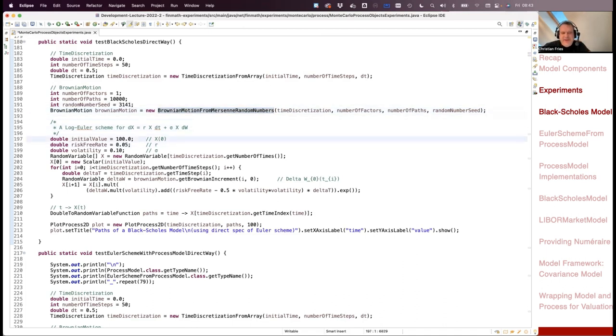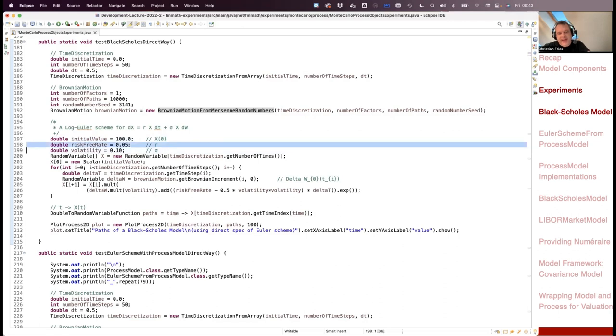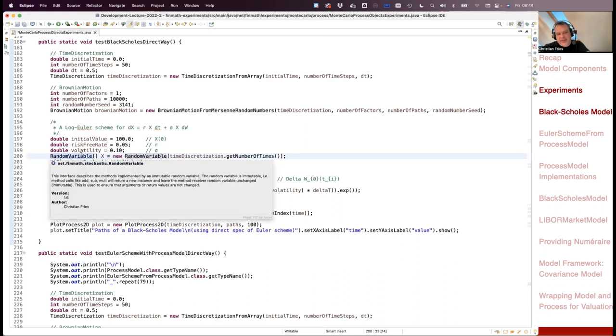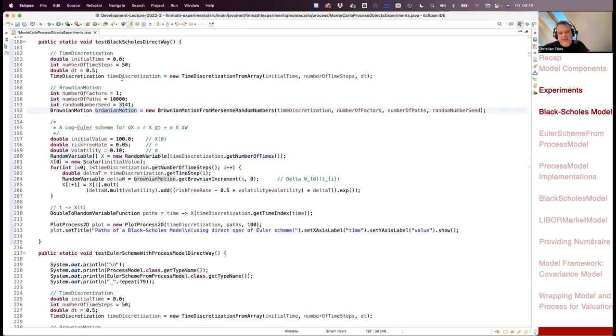And then let me do the Black-Scholes model, which is dS equals rS dt plus sigma S dW. Here I call the S just X. Let me do that with an initial value of 100, a risk-free rate, the r, of 5%, and volatility of 10%. And I like to do it just plainly. Yeah, so everything in a single spot with my random variables and these guys here.